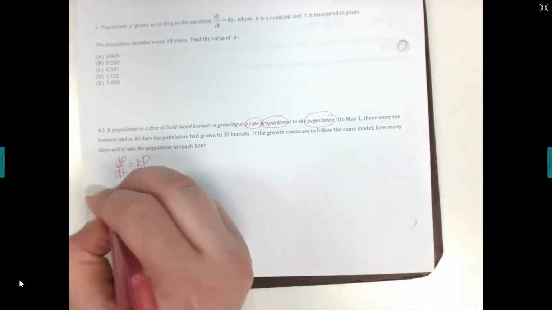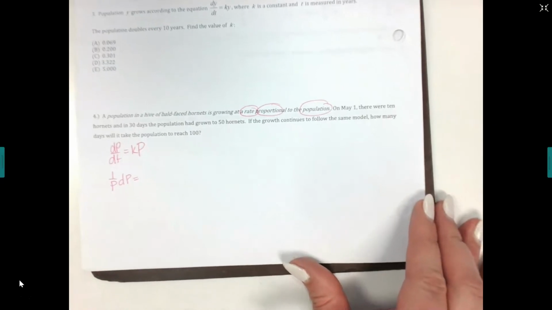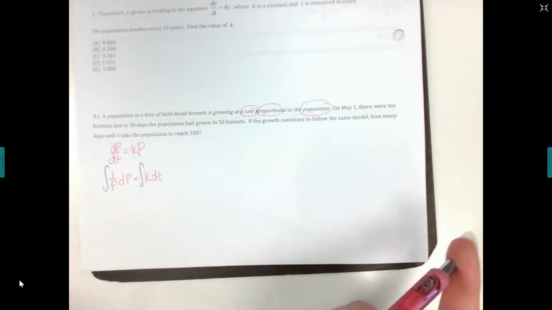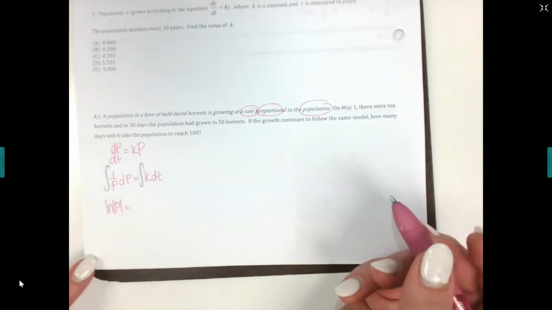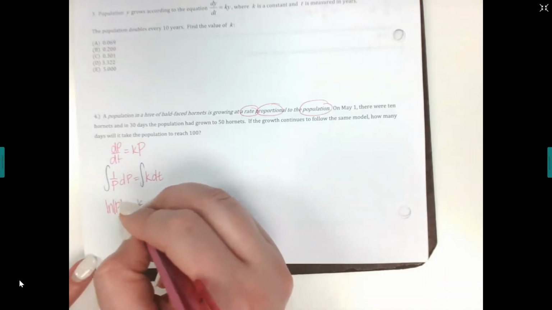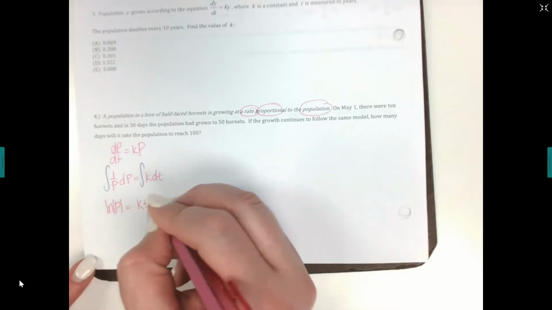So, P is my Y, T is my X. Where am I going to move P if I need to separate it? Okay, so to the left side on the bottom. So it's 1 over P dP. And then my K is going to stay on the other side with a dt. Good so far? Integrate both sides. What's the integral of 1 over P? ln P. What's the integral of K, which is a constant? Just a constant we don't know. What do we call it? Kx, but instead of an x, I'm going to use a t plus c.